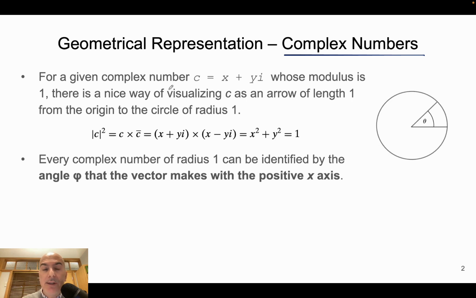So for a given complex number C with real part x and imaginary part y, whose modulus is 1, so the amplitude is 1, there is a very nice, intuitive way to represent it using a circle. We can represent the complex number as an arrow of length 1 from the origin of the circle of radius 1. So that's the circle that has amplitude 1, and then we can use a vector that forms an angle with the origin. The important part is that every complex number of radius 1 can be identified by an angle phi that the vector makes with the positive x-axis. We just need this number here, that is phi.